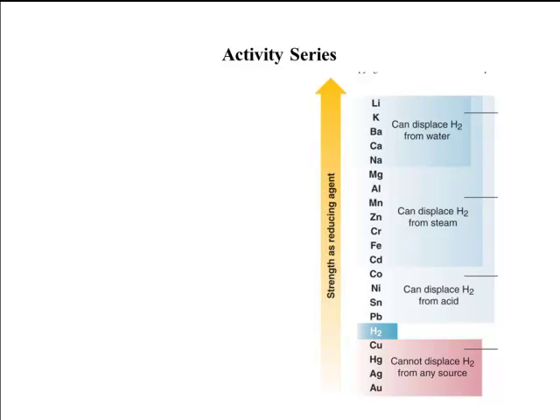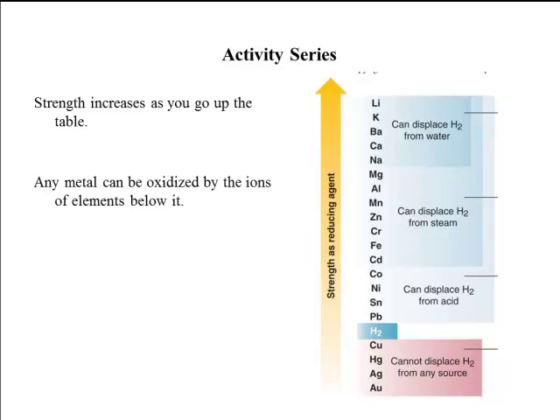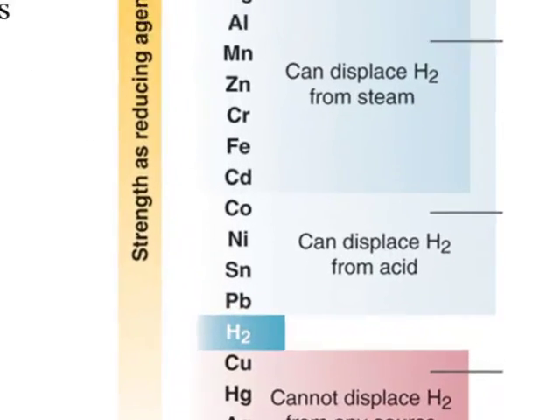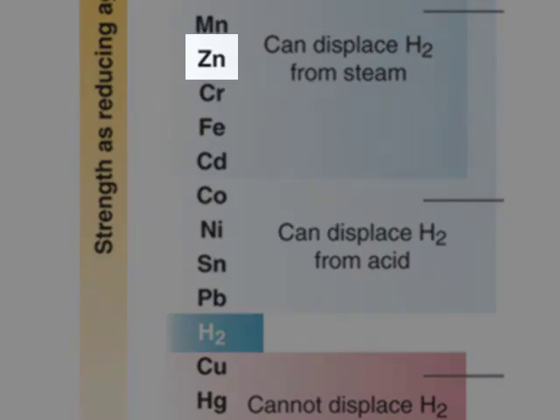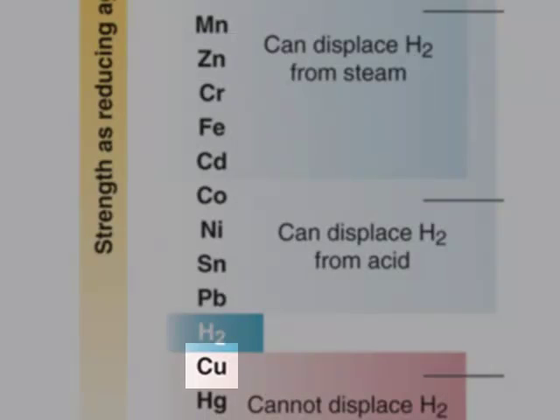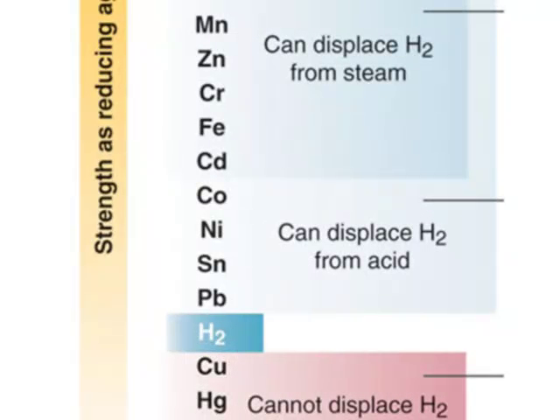So as we look at this table, we can see that the strength of the reducing agent goes up. With this table, what that increase in strength as we go up the table means is that any metal can be oxidized by ions of the elements below it. So let's go back to the zinc and copper. Where's zinc at on this table? And where's copper at on this table? Well, zinc is above copper on this table, so when I put zinc solid in a copper 2+ ion solution, the zinc displaces the copper.